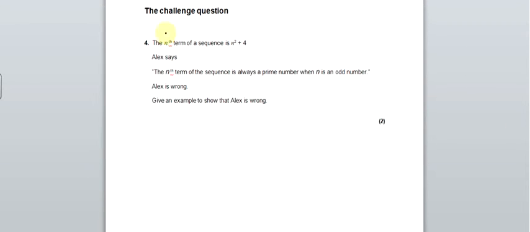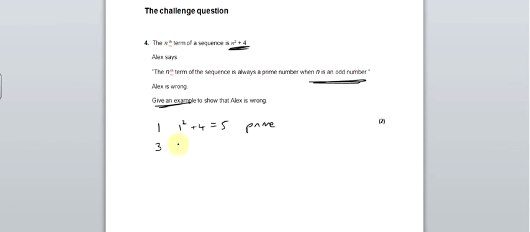Right, the challenge question. So the nth term of a sequence is n squared add 4, and Alex says the nth term of a sequence is always a prime number when n is an odd number. Alex is wrong. Give an example. So I'm just going to try some odd numbers, because I'm going to prove him wrong, and the way I'm going to prove him wrong is by finding an odd number where it doesn't give a prime number. So let's see. So we've got 1. So 1 squared add 4, that's 5, so that's prime. So that doesn't prove him wrong.